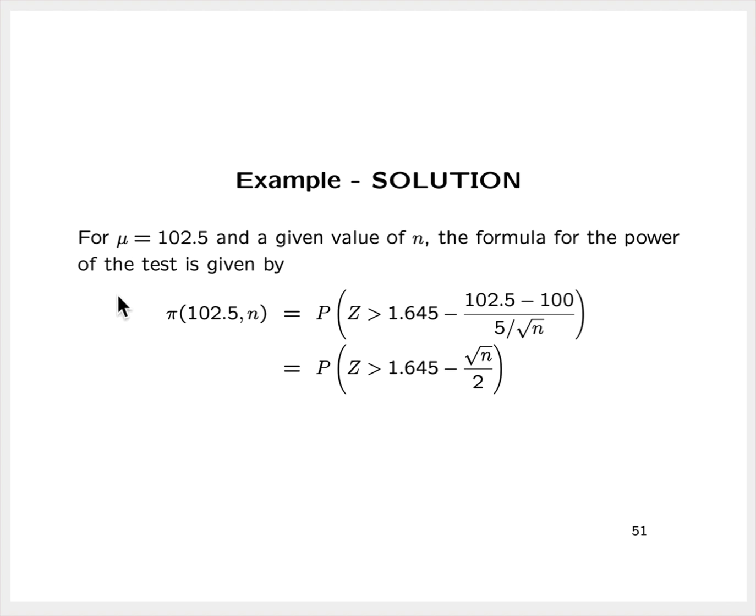So for mu equal to 102.5 and a given value of n, the formula for the power function of the test is given by this expression. And notice that because we're allowing n to vary as an argument to this function, I'm going to include it in the argument list. And so the power function evaluated at 102.5 and a given value of n is given by this expression, which simplifies to the probability that the standard normal random variable is greater than 1.645 minus the square root of the sample size over 2.